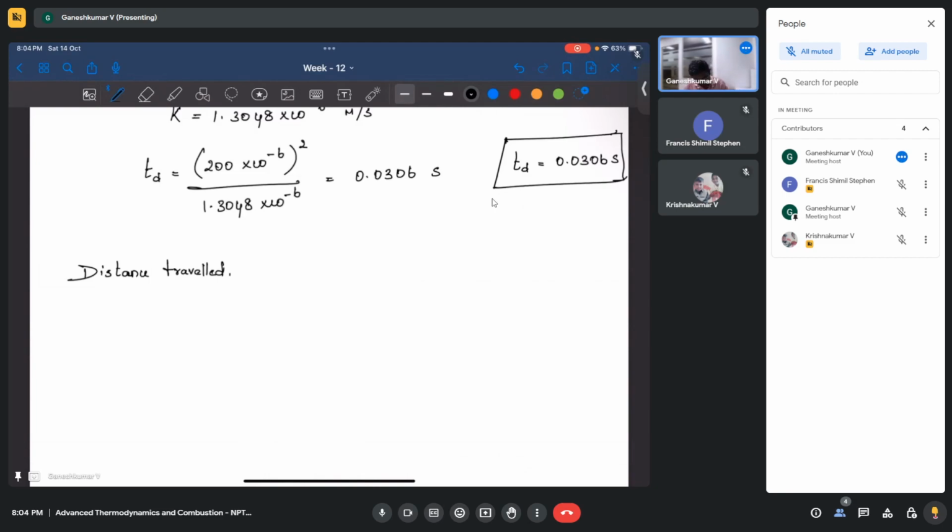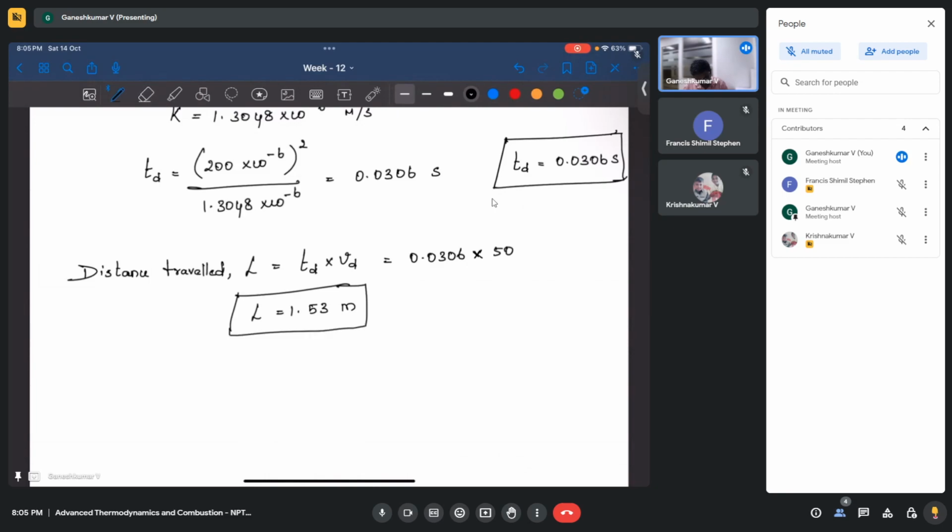So distance traveled, we'll call it L, is going to be T_D times V_D. That is 0.0306, and the velocity of the droplet is also high, around 50 meters per second. So now when we multiply this, we get the length to be 1.5 meters, about 3 meters.